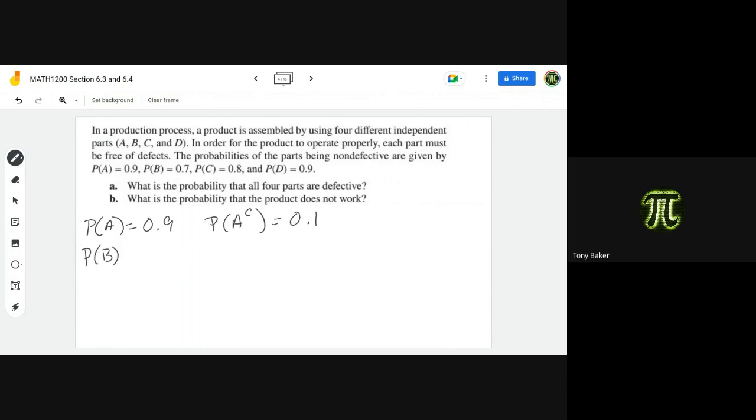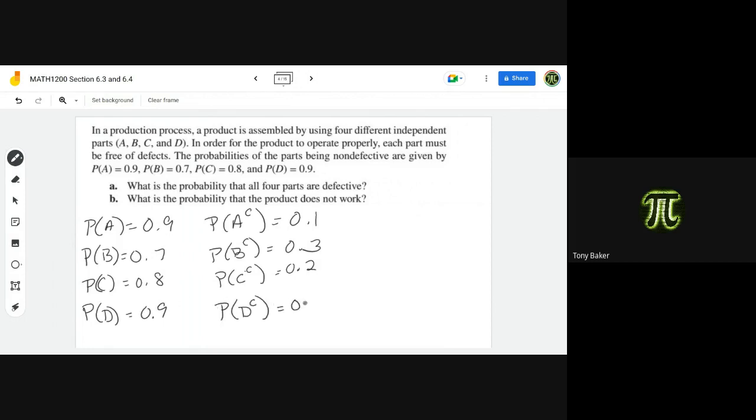B is 0.7, so its complement would be 0.3. C is 0.8, so its complement would be what? 0.2. And then D is 0.9, and its complement is 0.1. So what's the probability that all 4 parts are defective?